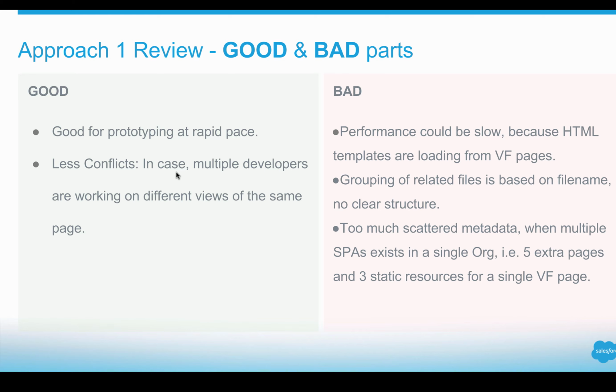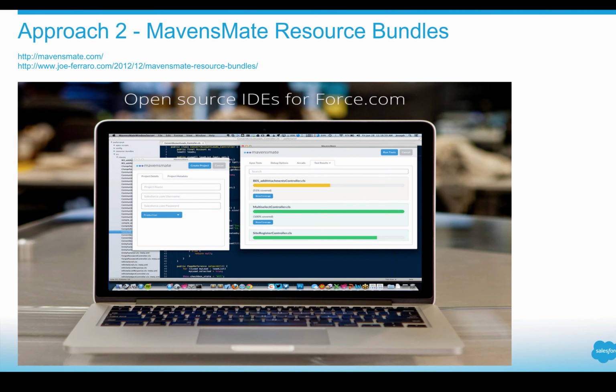Bad parts, of course: performance will be slow because it's loading too many VF pages and too many static resources, and you really need a good file naming convention in the org. Otherwise, it's quite easy to lose track of which partial CSS, JS, or HTML template file is associated with which single page app. So what are our other options?